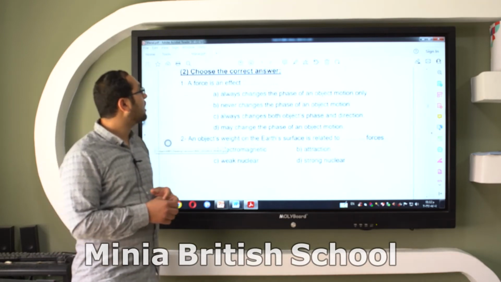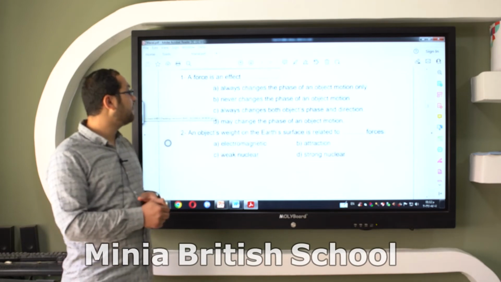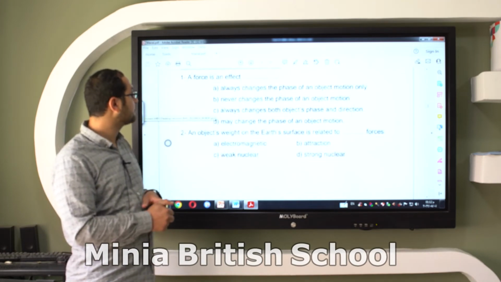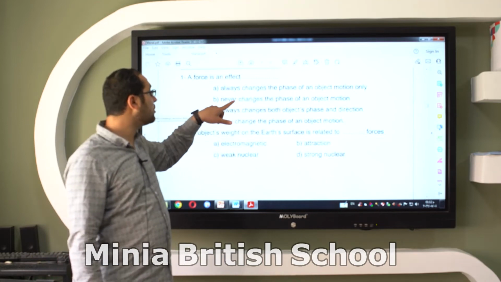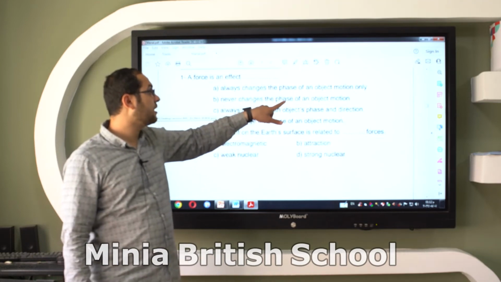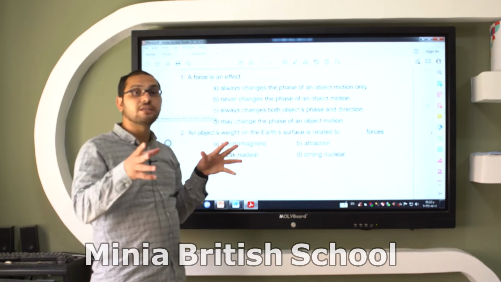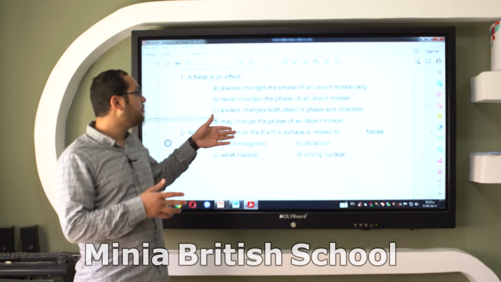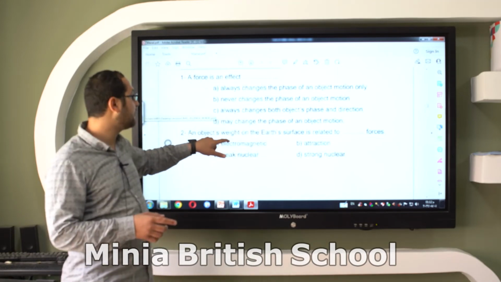Number 2, choose the correct answer. A force is an effect that: always changes the phase and object motion only; never changes the phase of an object motion; always changes both the object's phase and direction; may change the phase of an object and motion. The correct answer is D.